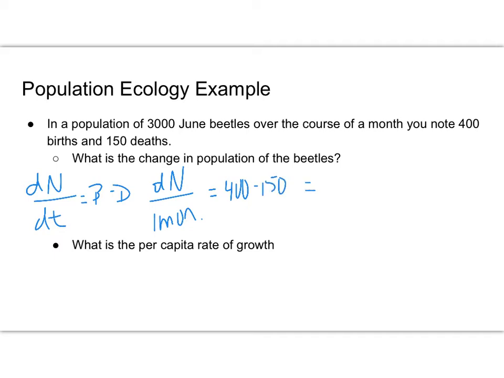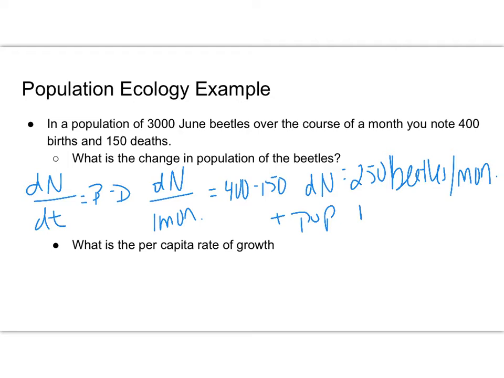So that means my change in the population of beetles is going to be 250 beetles per month. And because this is a positive 250 beetles, that tells me my population is increasing. Had it been negative, had it been 400 deaths and 150 births, then my population would be decreasing.